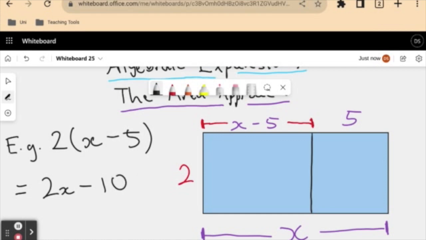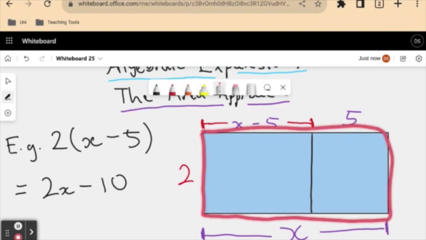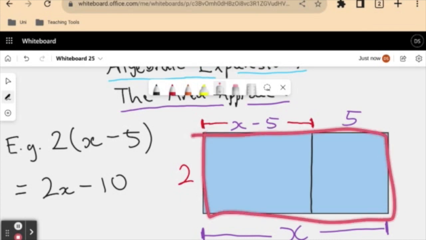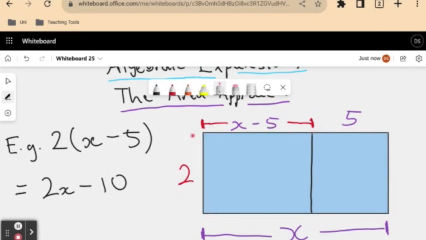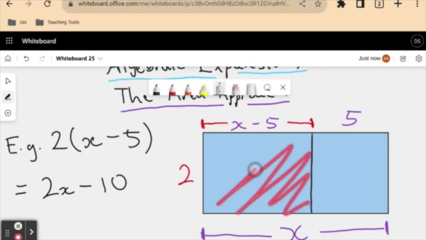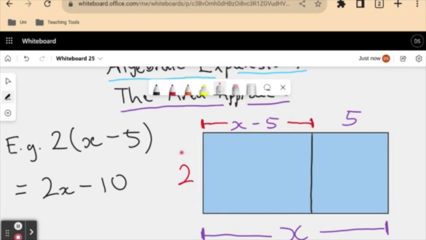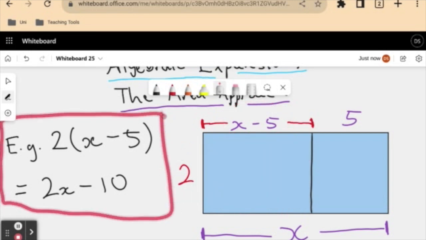And that is exactly what we got here. We got 2x, our big rectangle, 2 multiplied by x, so 2x for the area of our big rectangle. And from that, we subtracted 2 multiplied by 5. And we were left with the area of 2 multiplied by x minus 5, which is exactly what we got here.